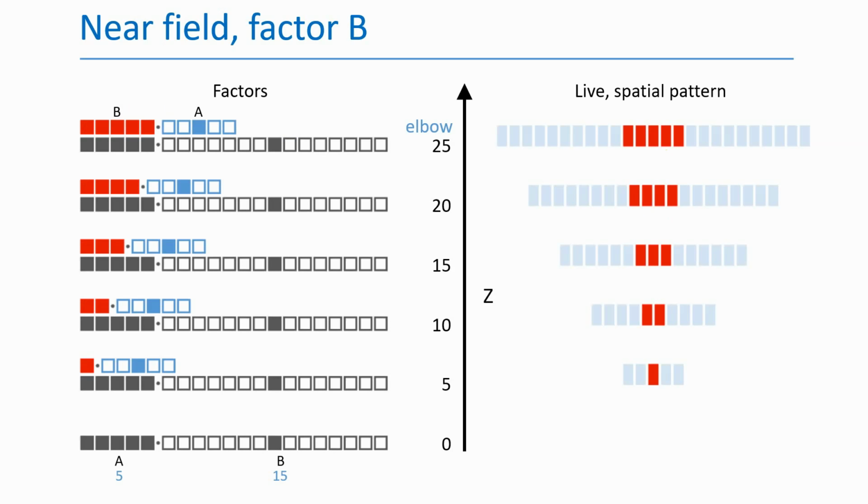This slide shows the next stage, which picks up at 5 and goes up to the elbow at 25. Factor A in blue doesn't change at all. Instead, factor B grows in linear proportion to Z. But the constant of proportionality is different from before.